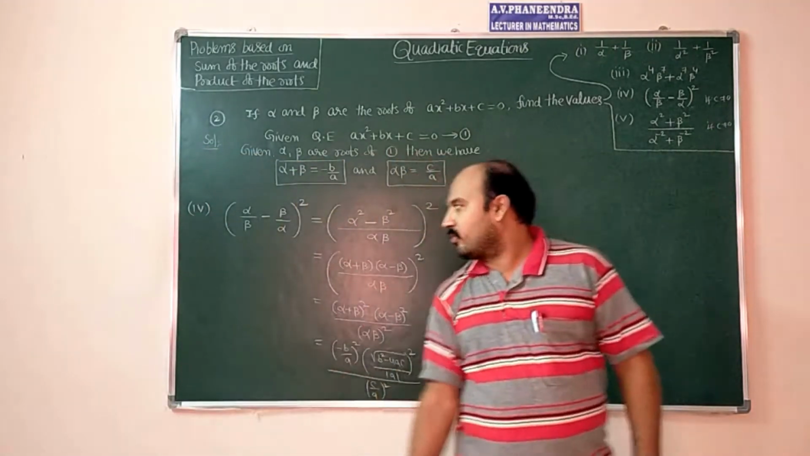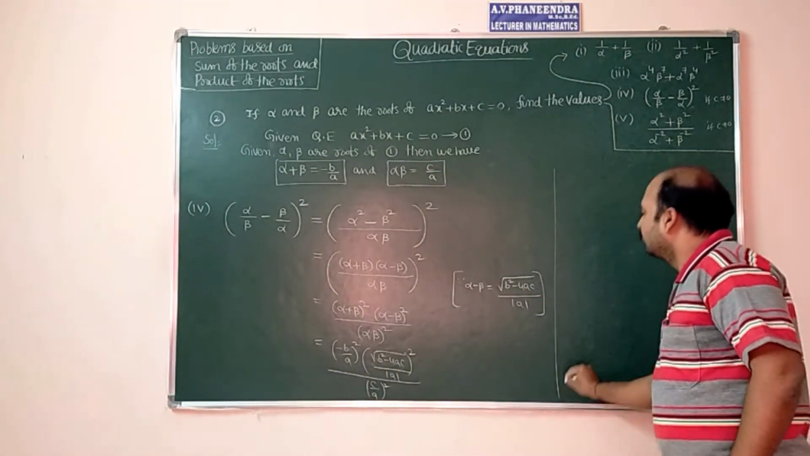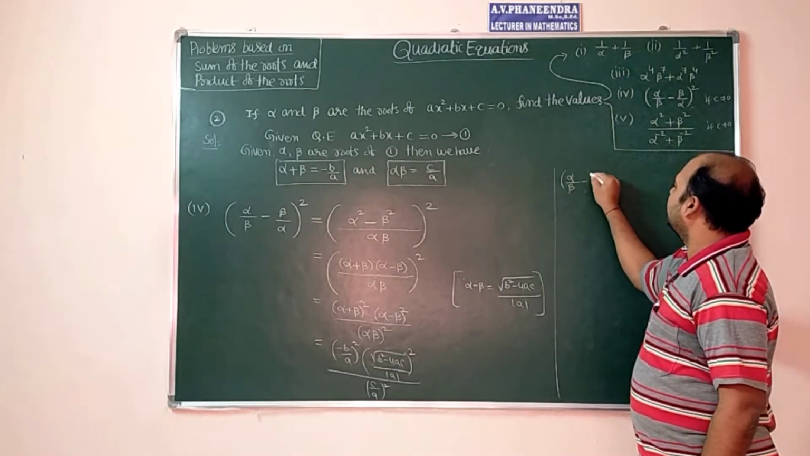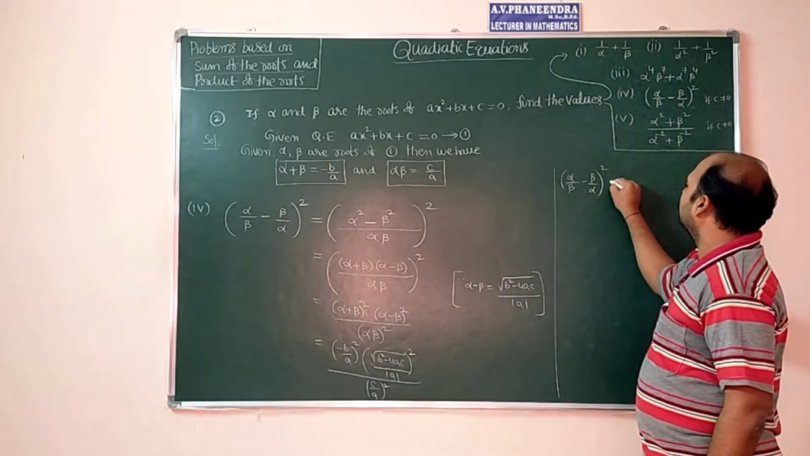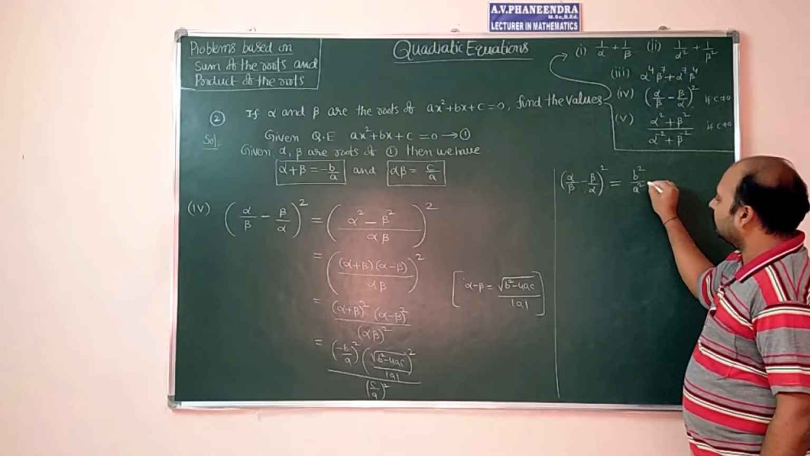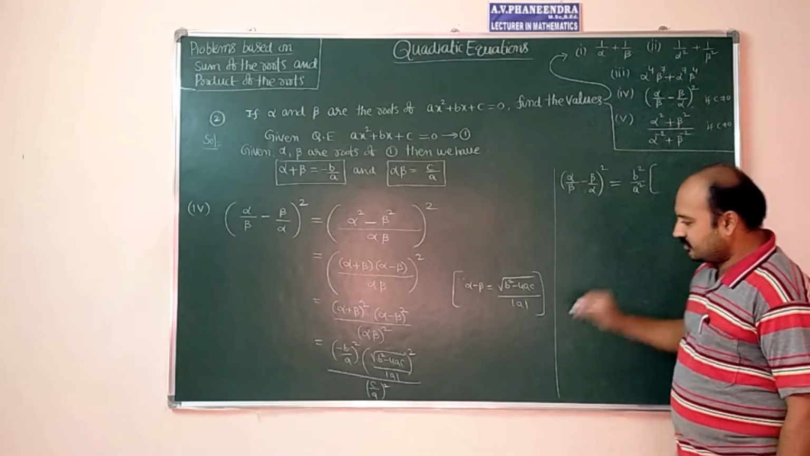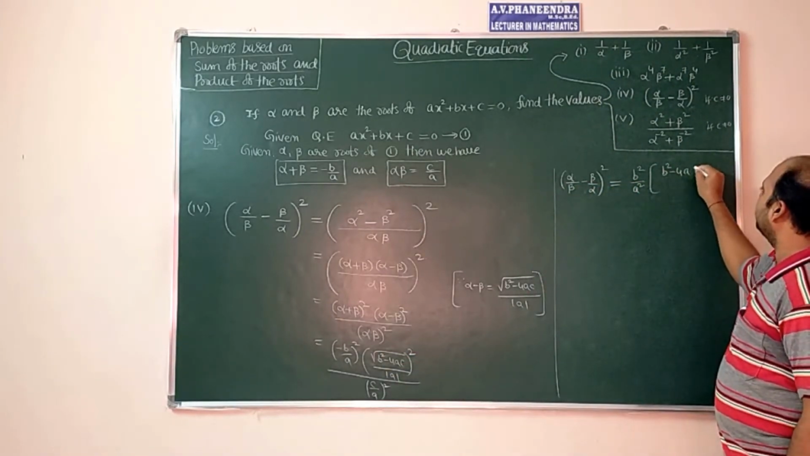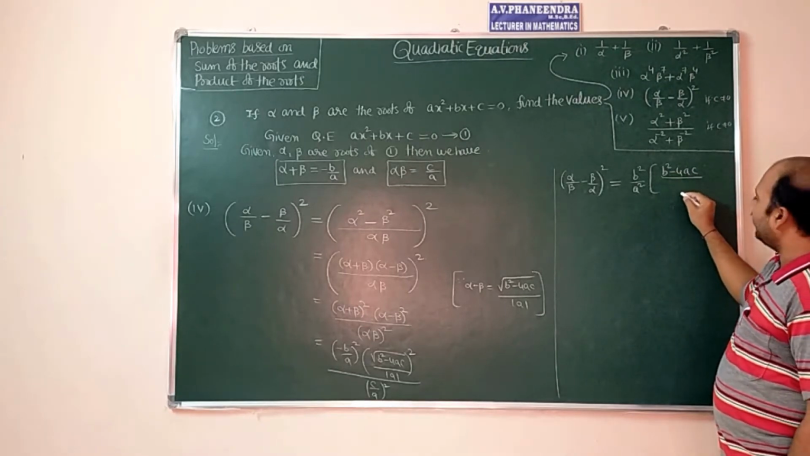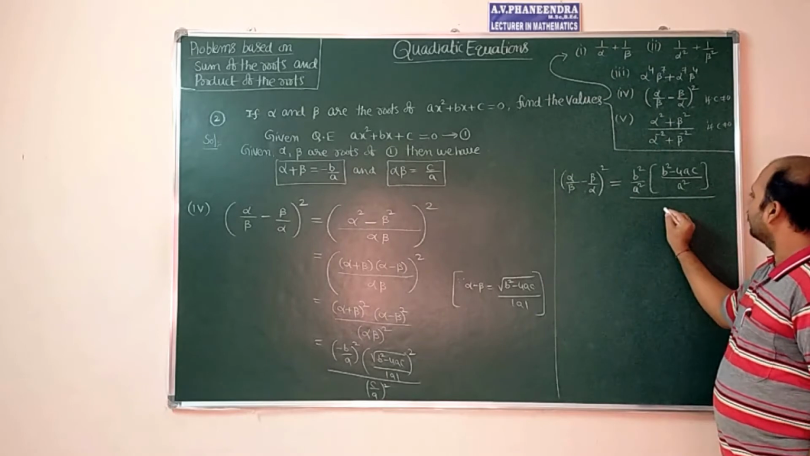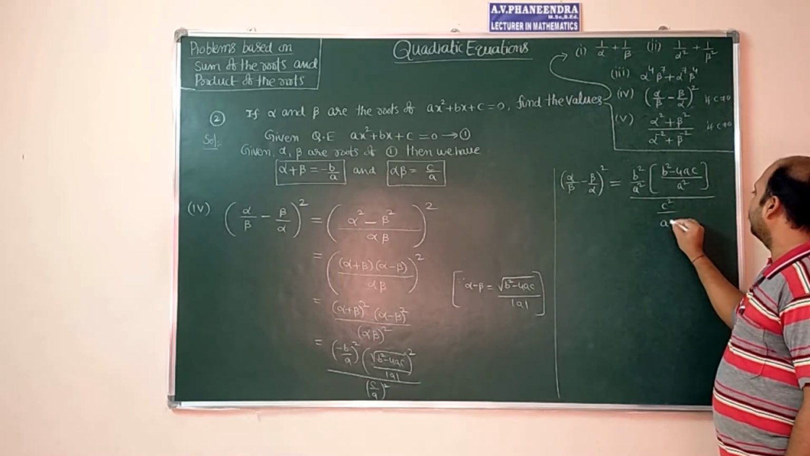Now, (alpha by beta minus beta by alpha) whole square equal to b square by a square, and keep bracket, square and root will be cancelled, (b square minus 4ac) divided by mod a square, whole divided by c square by a square.